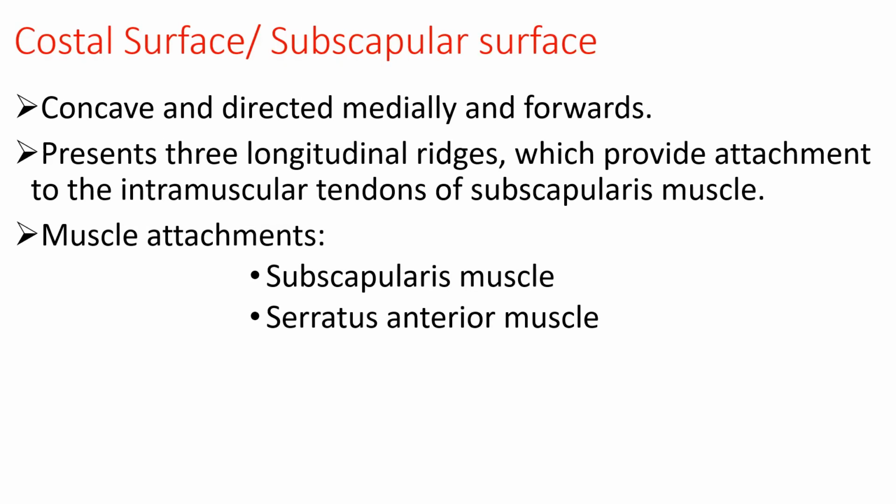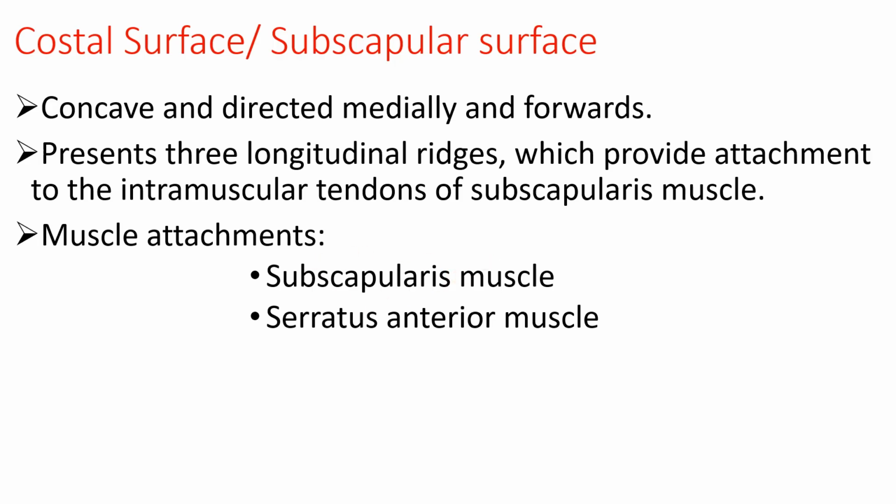So in terms of the surfaces, we have number one, the costal surface or the subscapular surface. Now this is concave and it is directed medially and forwards. Then it presents three longitudinal ridges. Now these ridges provide attachment to the tendons of the subscapularis muscle. So the name of the surface is the subscapular surface. The muscles attached to this surface are the subscapularis muscle and the serratus anterior muscle.